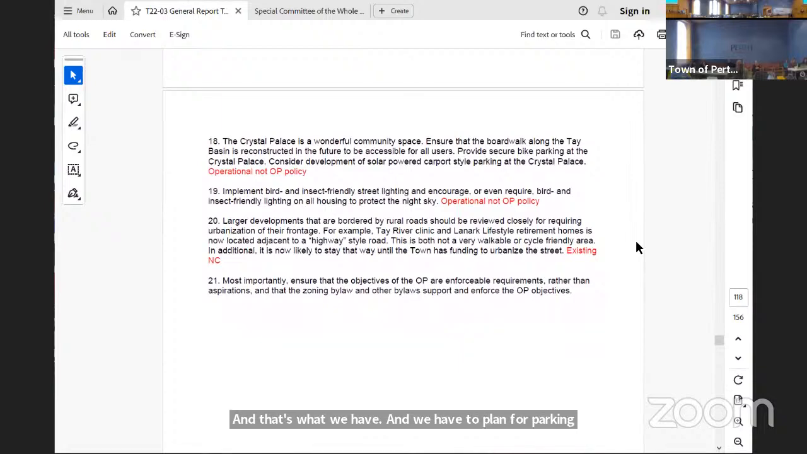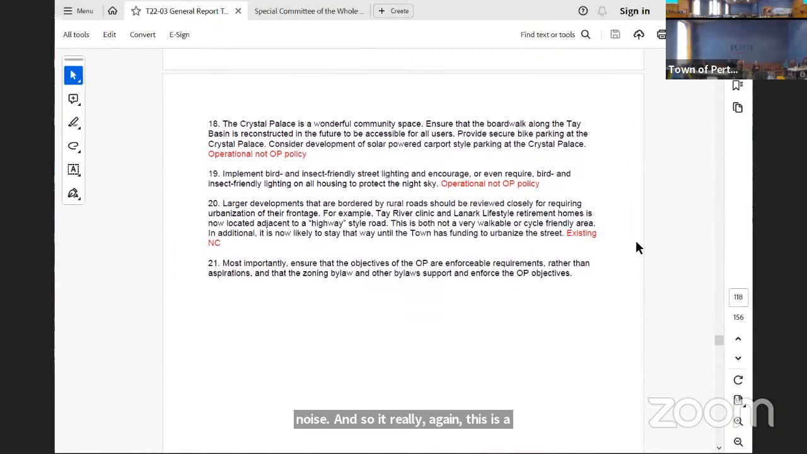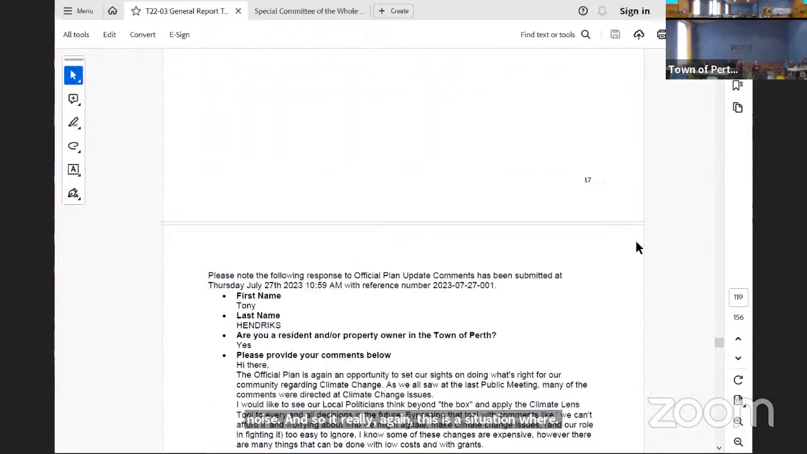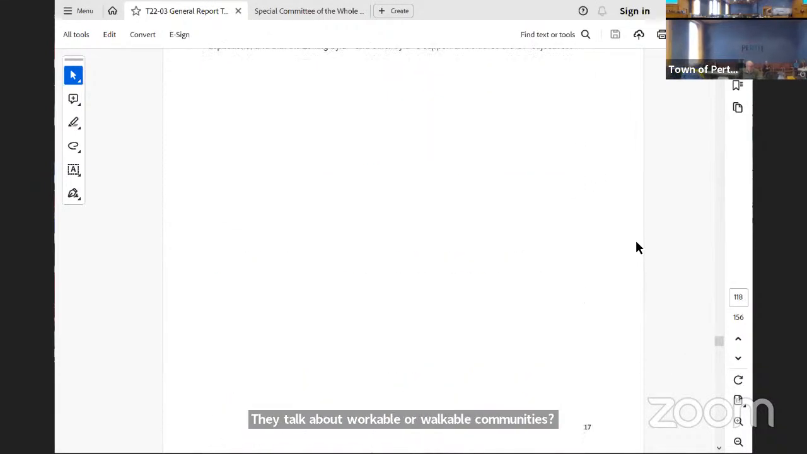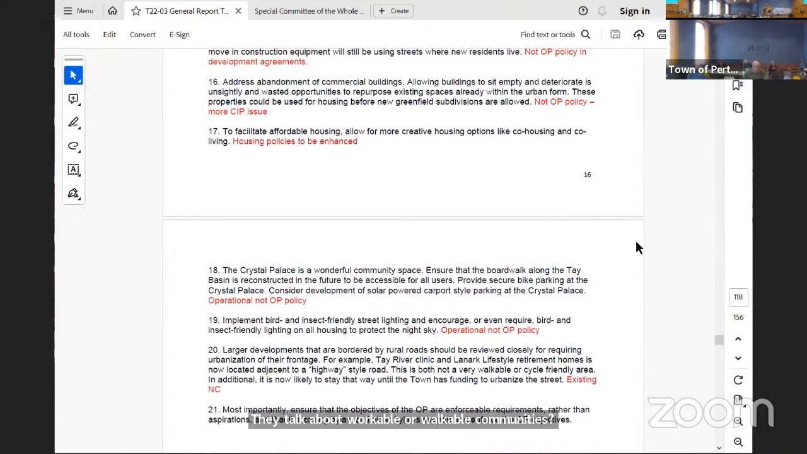And so, again, this is a situation where they talk about walkable communities. Absolutely. But we're a regional service center and we want to bring people into our downtown core. And they're not all going to be able to walk or ride their bike here, and we have to plan for that. A number of comments that I've agreed on, active transportation components. A number of the comments were operational or related to existing policy. Housing policies, I think, are going to be enhanced.